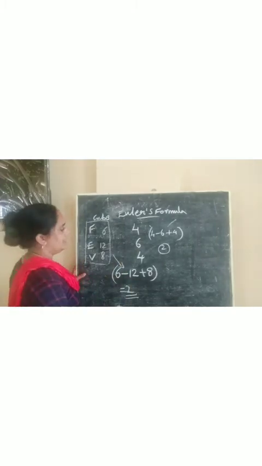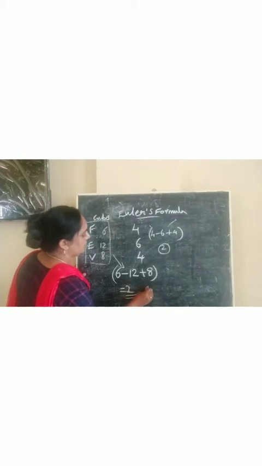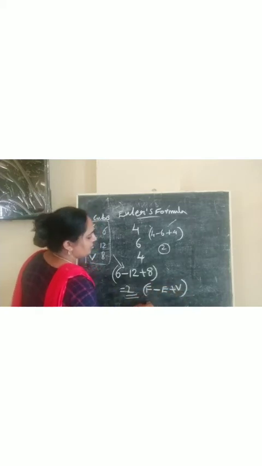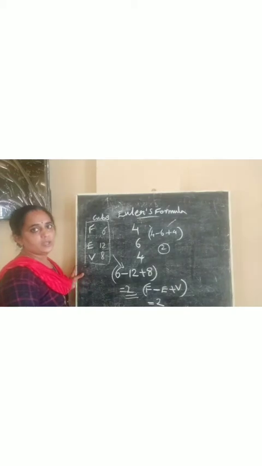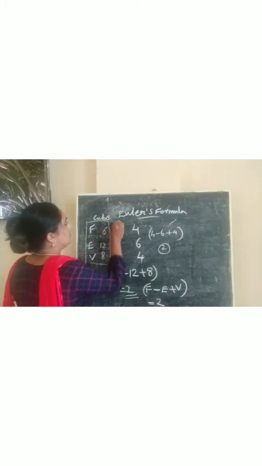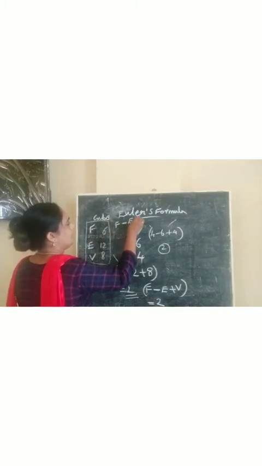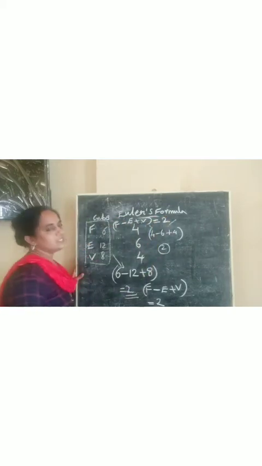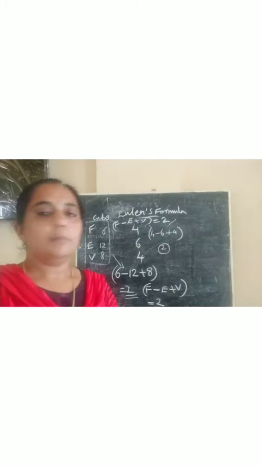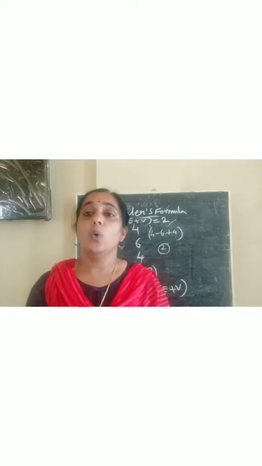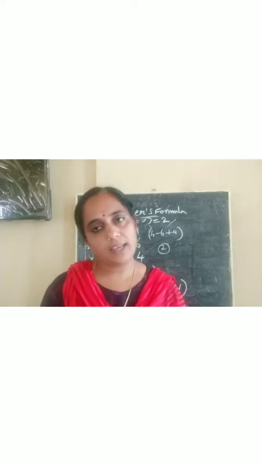What is that? When we subtract the edges from the faces and add the number of vertices, we will get 2 as the answer. Always this calculation will be 2. That is F minus E plus V is equal to 2. By using this, we can find the vertices, edges or faces of any shape. Clear?